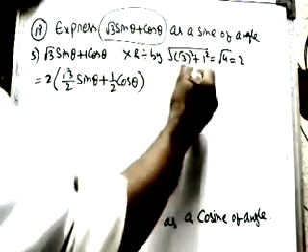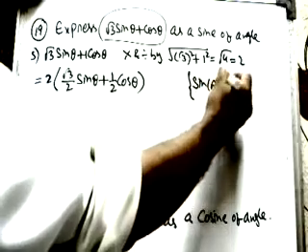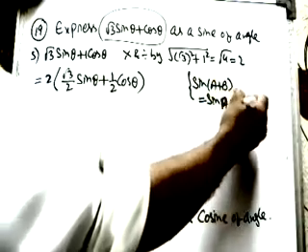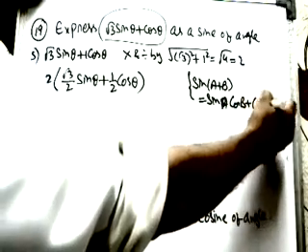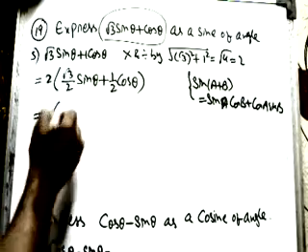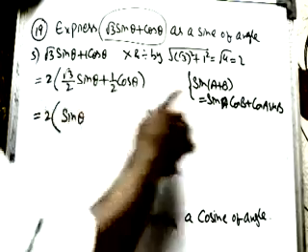Okay. So next step, watch carefully. We have to express in terms of sine now. So what is the formula of sin(A + B)? Sin(A + B) is sin A cos B plus cos A sin B. So we have to change like this. Watch carefully. Equals 2 into, I'm writing sin theta.